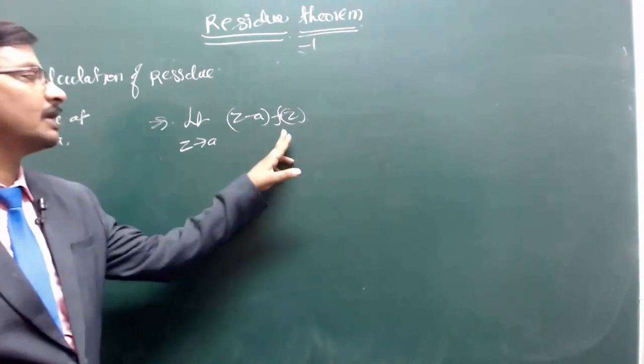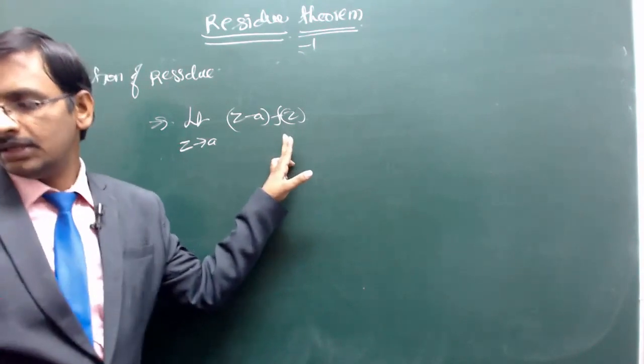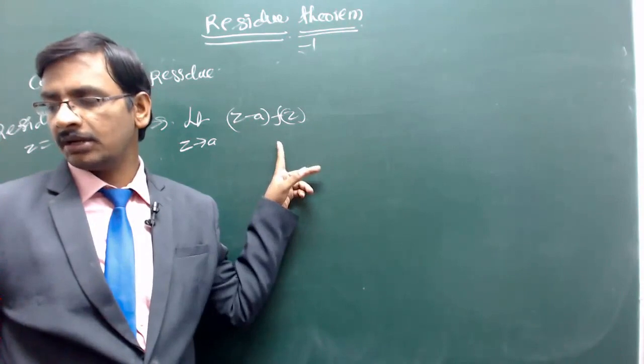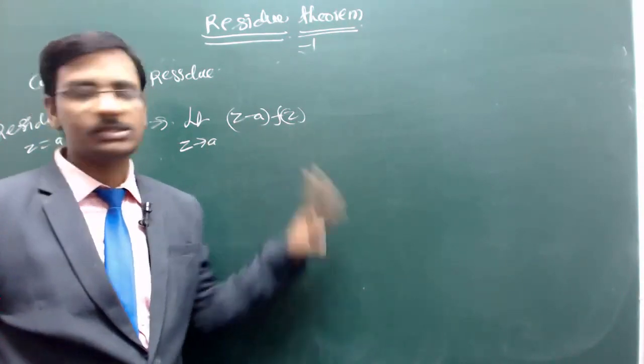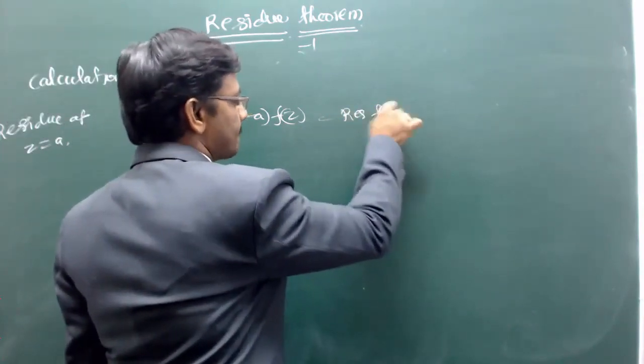So if this function contains a simple pole at z is equal to a, that is z minus a, if you multiply it, it will cancel with the denominator, and the remaining thing gets substituted with z is equal to a. You are going to get the residue at f of a. This is residue at f of a.